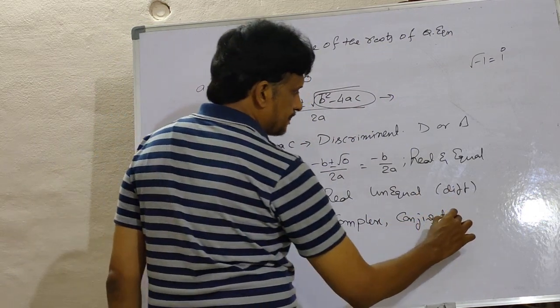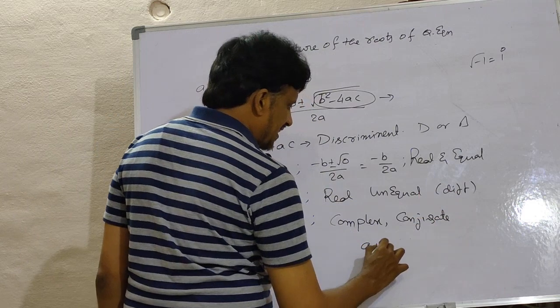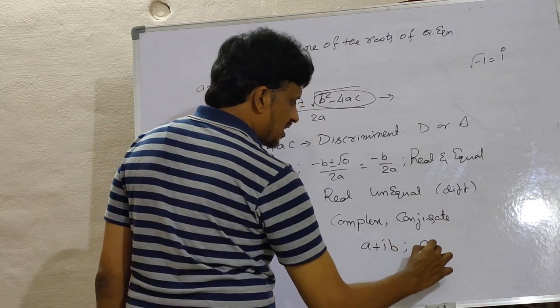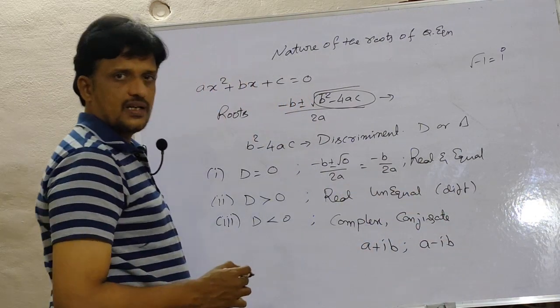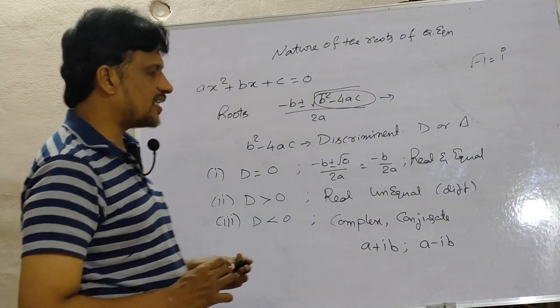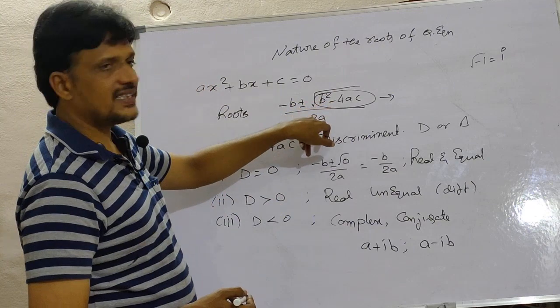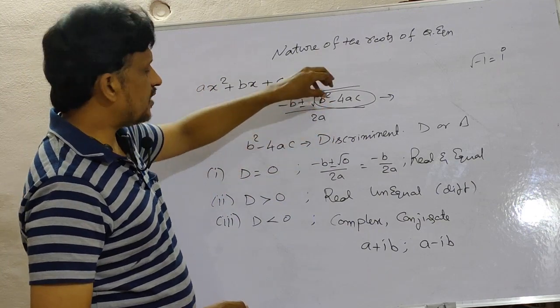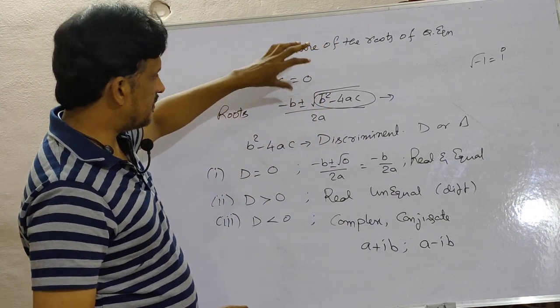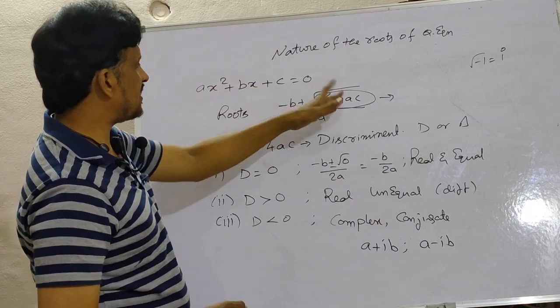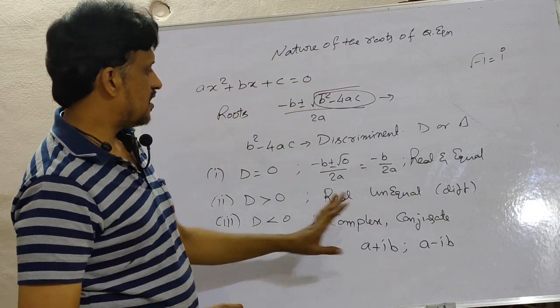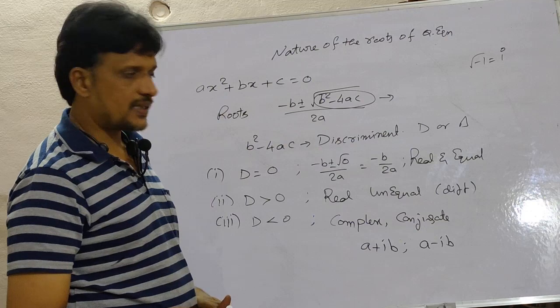Conjugate numbers means if one root is a plus ib, then the other root will be a minus ib. That is simple here. Minus b plus or minus root delta by 2a. Whatever may be the value of delta, you can write it here. Then between the roots it is only plus or minus that makes the difference. So here the roots are complex conjugate numbers.